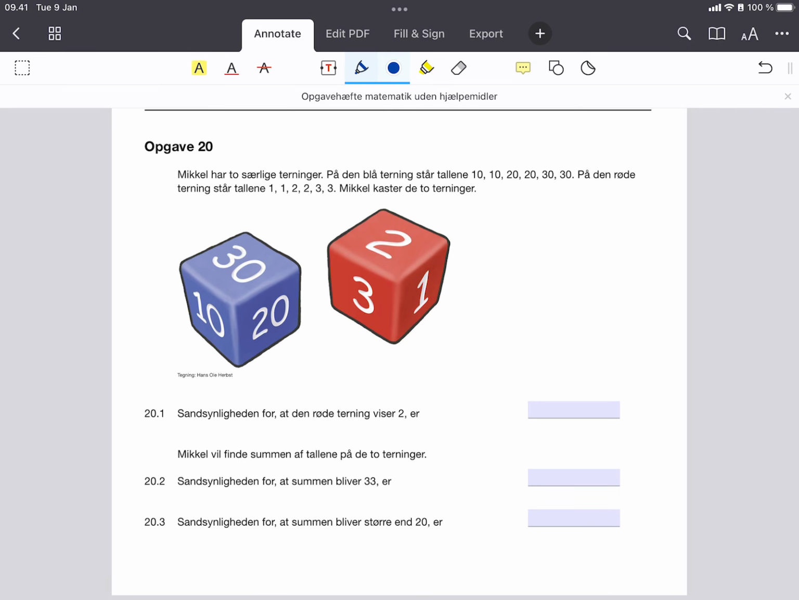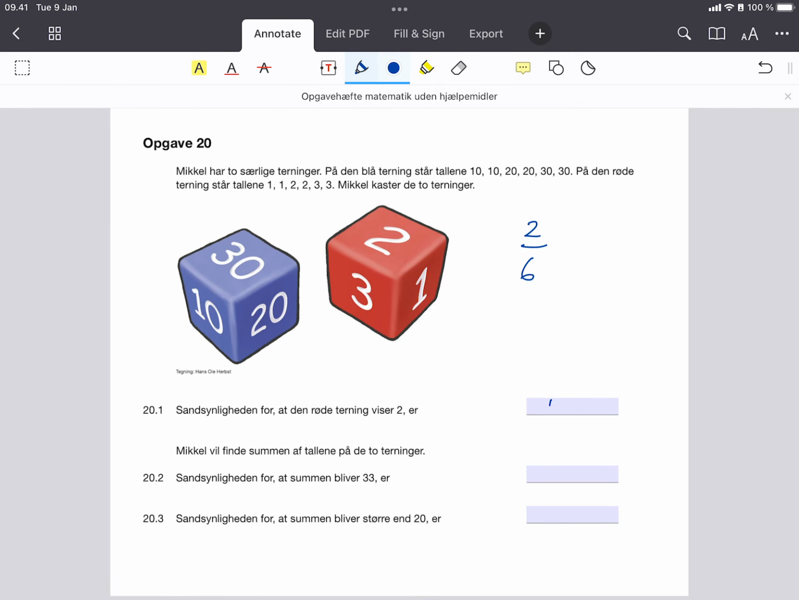Mikkel throws the 2 dice. The chance of the red die showing a 2 is... well, there's 2 2s out of 6 things it can land on. So it's 2/6, which is the same as a third. Mikkel wants to find the sum of the numbers on the 2 dice. What is the chance of the sum being 33?